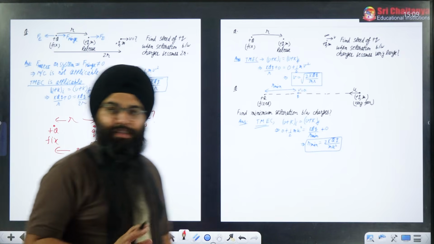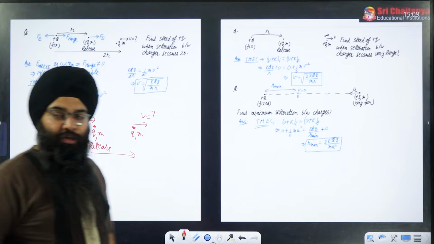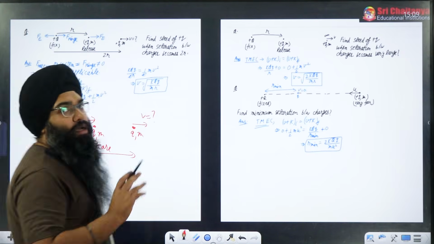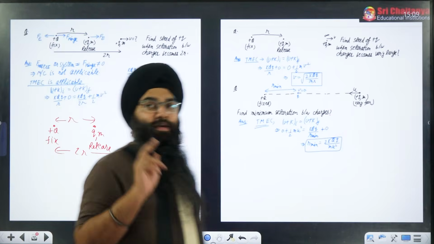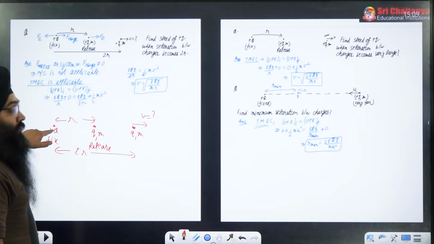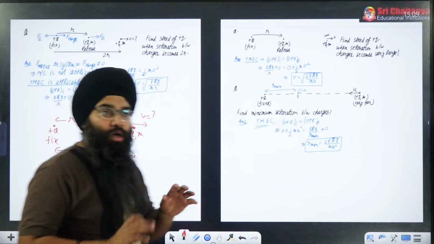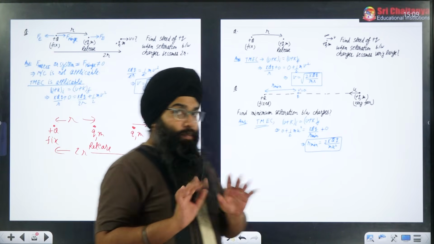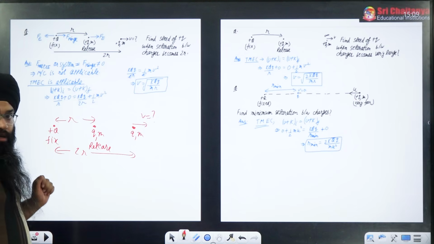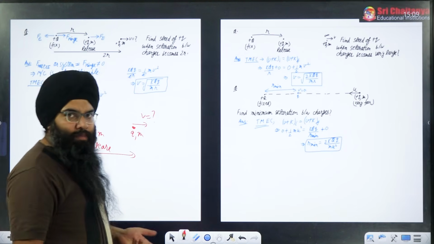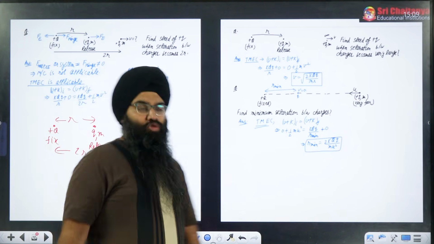How you will do it is very simple. You can apply energy conservation. Can you apply momentum conservation here? No, you cannot, because this charge is fixed, so there will be some external force helping it stay fixed. But energy conservation can be applied because only the electrostatic force is doing work.